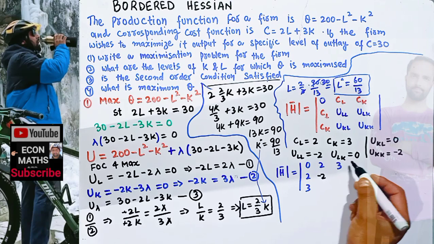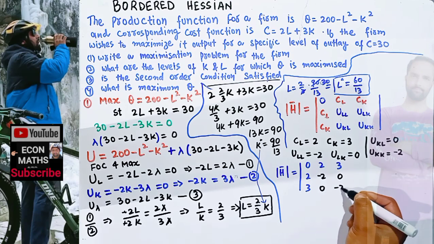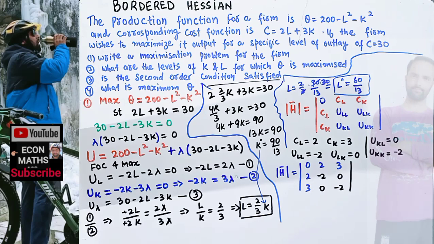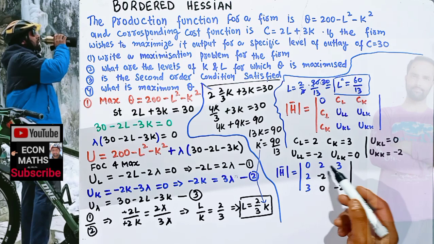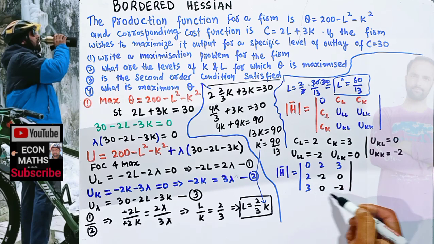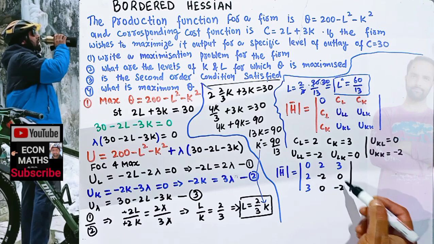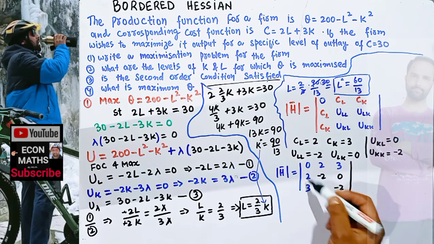ULL we got minus 2, ULK is 0, UKL is 0, UKK is minus 2. Now we need to, so this is our bordered hessian. Now we need to find out the second bordered principal minor. This is also called the second bordered principal minor because this is our minor which is of order 2 by 2 and it is being bordered by the cost constraint.